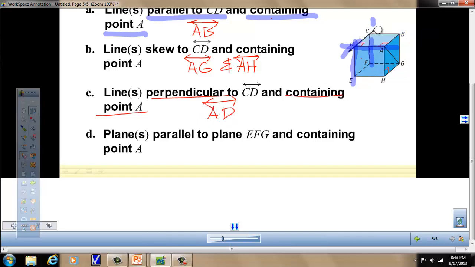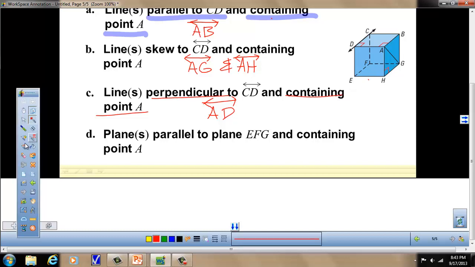And finally, we're looking at planes that are parallel to EFG and also containing point A. EFG, the plane, is this bottom surface right here. And remember, to name a plane, we need 3 points. So the plane that appears to be parallel would be this top surface right here, and we can call that plane, and we'll just use any 3 letters. I'll use A, B, C. Okay? So there's the answers to that.